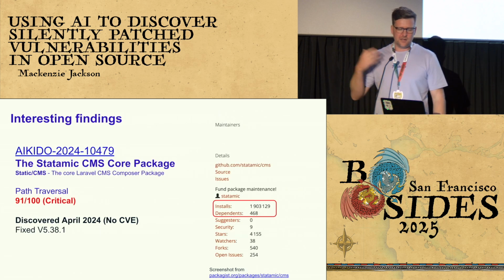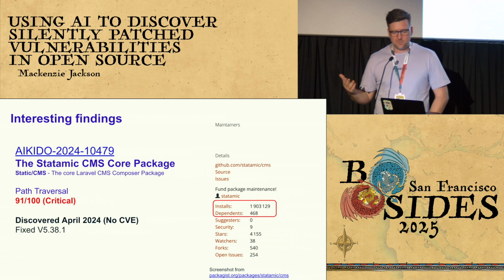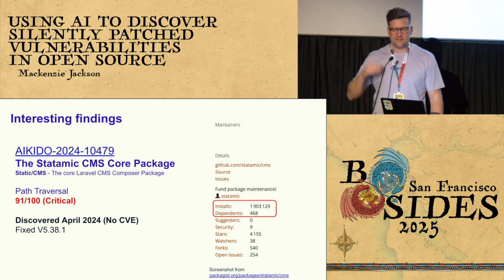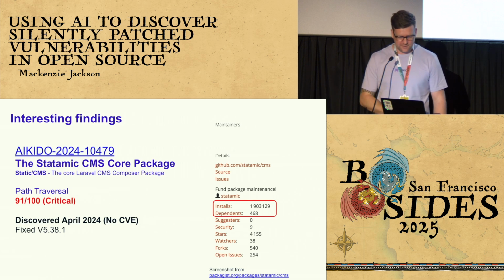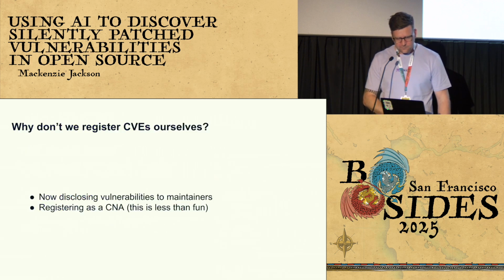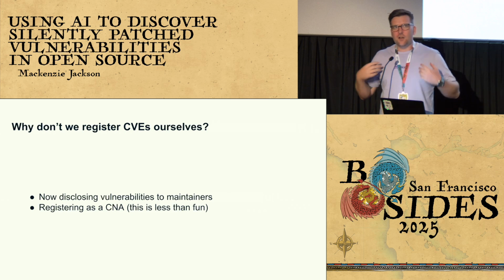And also another one here, this was a critical path traversal vulnerability in it. Again, millions of downloads from this one here. This is the core Laravel CMS Composer package, and this one doesn't have any CVE as well. So there's a lot of very critical things in there.